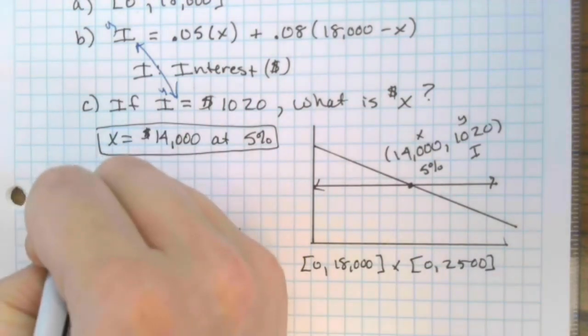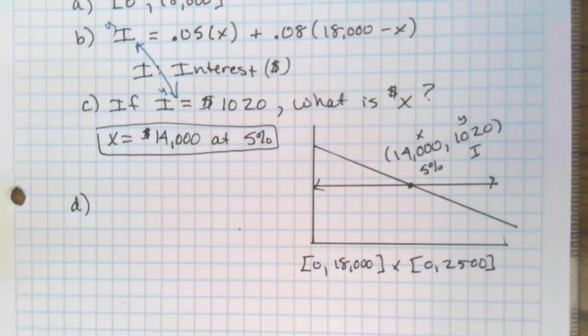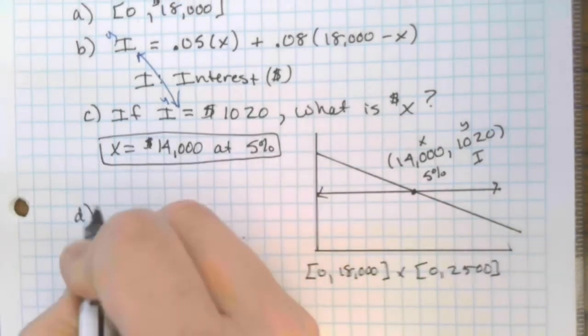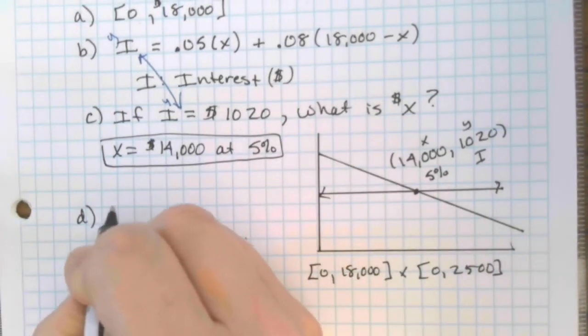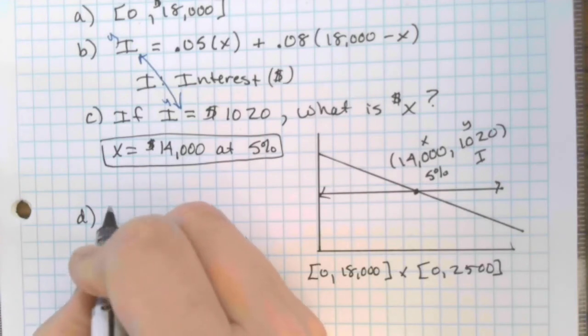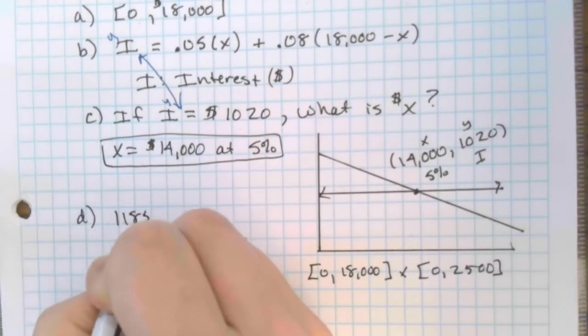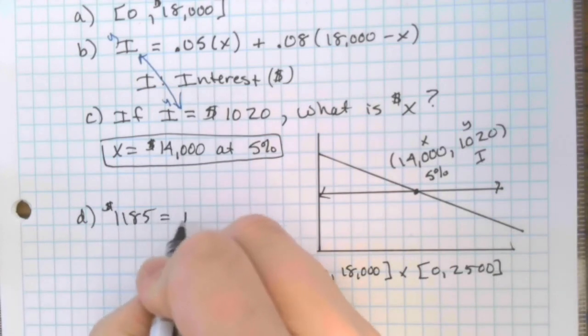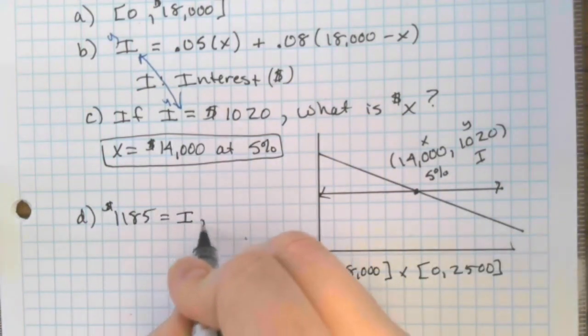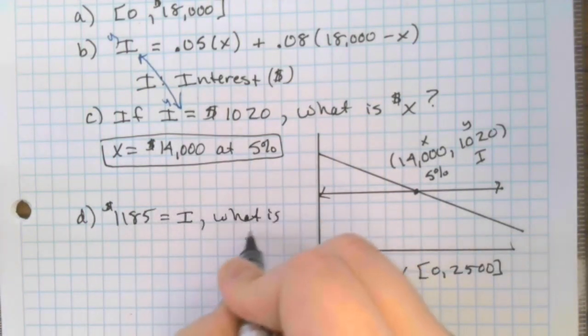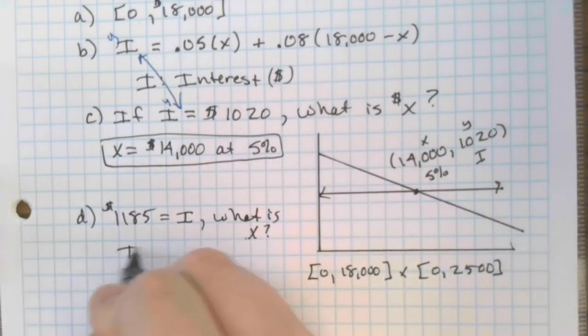Okay, D. D says use your grapher to generate a table of values for I to find out how much Mary Ellen should invest at 5% to earn $1,185. And we want to know what is X. And this time we're going to use a table function.